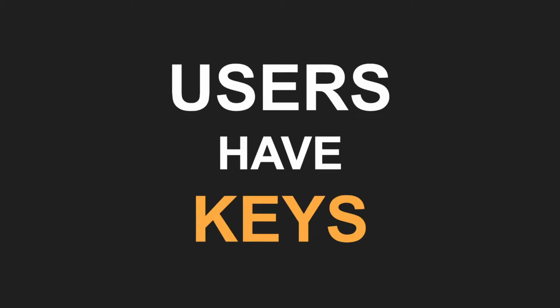So users in Project Babbage have keys. The keys that users have allow the users to interact with apps and with websites, including your website or your app, and with every other user they want to interact with. And apps just need to define the ways in which those interactions occur.